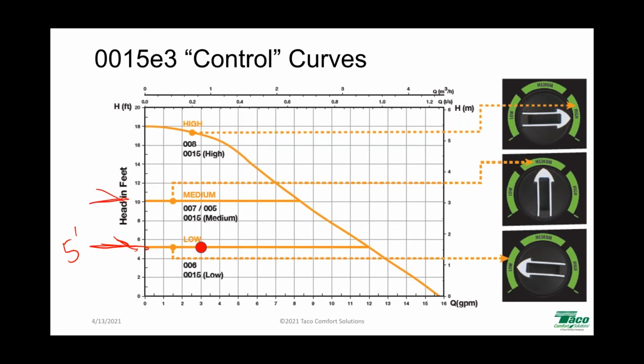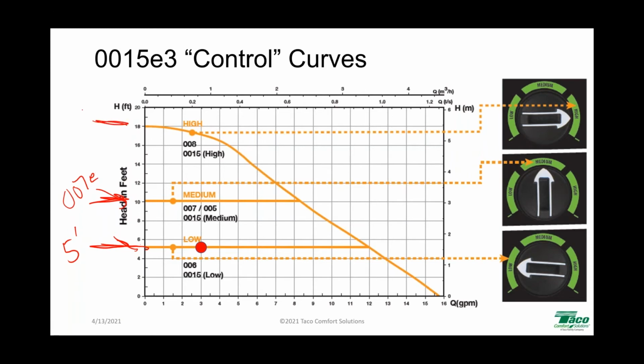Medium setting, we double it up. It's 10-foot head, all right? This medium setting, this 10-foot head setting, is also the permanent fixed setting for the 007E ECM variable speed circulator, all right? But the 15E3 has 2 additional settings. We have the low setting, and then we also have the high setting.